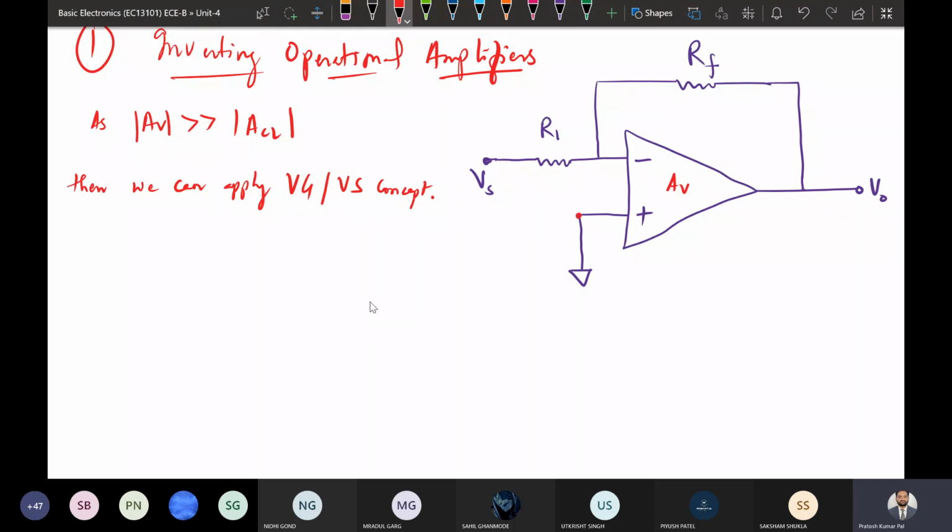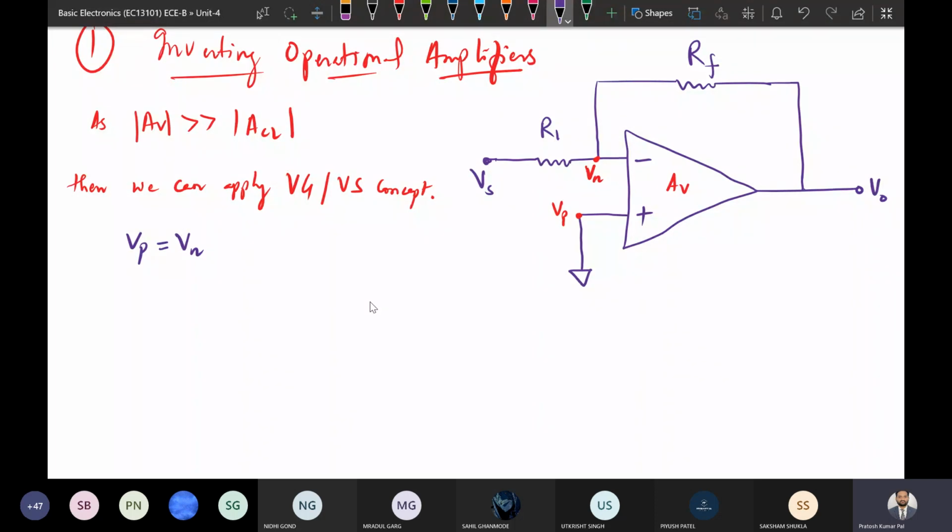So if we are able to apply virtual ground and virtual short condition, what is the meaning of this? Here this is the terminal. Suppose the voltage at this point is Vp, that is positive, and the voltage at this point is Vn, that is negative. So if we are able to apply the concept of virtual ground or virtual short, then we can write Vp will be equal to Vn. This is called virtual short. These two terminals will be considered as short if the open loop gain is very high compared to the closed loop gain. If this is the condition, we can apply this.